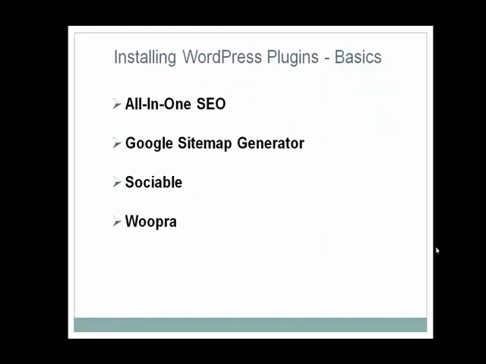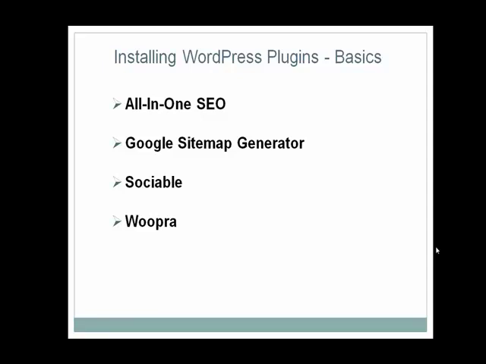One is called All-in-One SEO. It basically helps you with search engine rankings. Another such plugin is Google Sitemap Generator. It basically helps you create a nice Google-friendly sitemap to ensure that all your blog posts are indexed, make sure all your content gets indexed, which is very important because you want it to be found in the search engines. That's what indexing means.